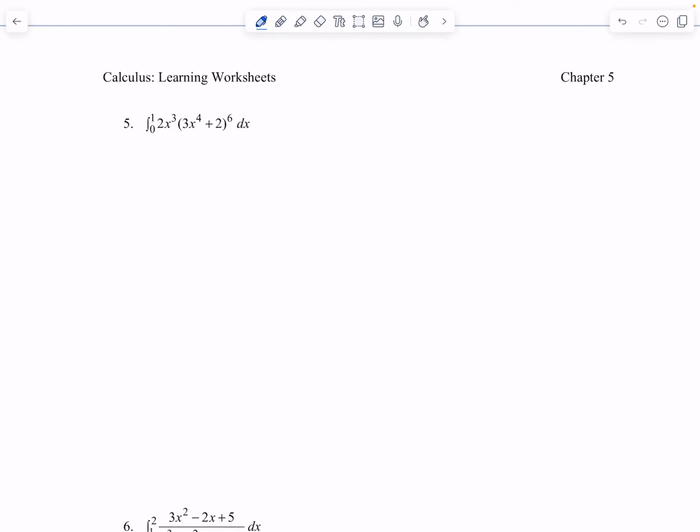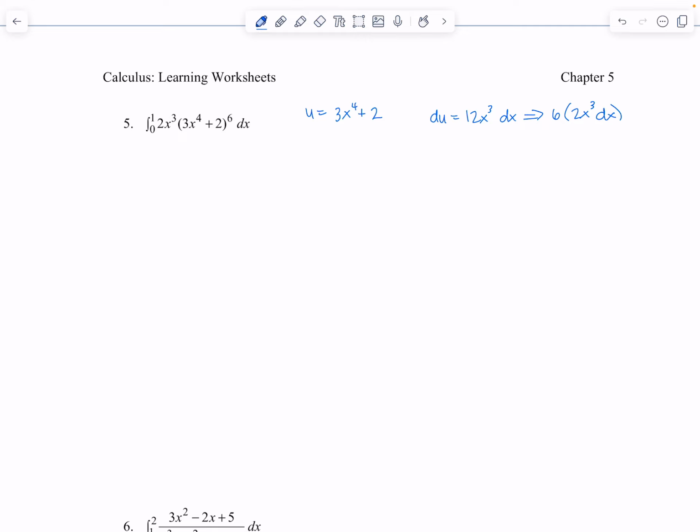The integral from 0 to 1 of 2x cubed times 3x to the 4th plus 2 all raised to the 6th dx. We'll solve this problem using the substitution method, and we'll start with u equals 3x to the 4th plus 2. So du is 12x cubed dx, which will let us write as 6 times 2x cubed dx.